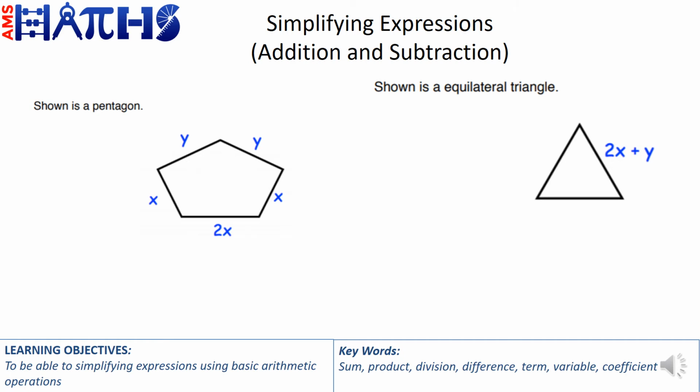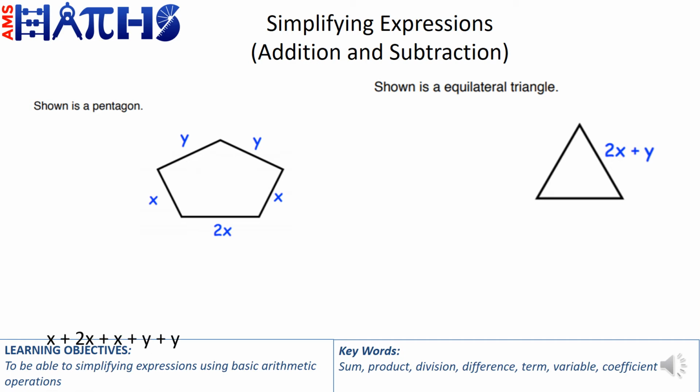Sometimes they might combine the algebra with geometry. So we're going to look at these two examples and see how we can write or simplify expressions for the shape. Now, the first example we have here says shown is a pentagon, and the task we're going to undertake is to write an expression for the perimeter of this pentagon. Now, if we're going to find the perimeter of any shape, we add all the sides. We have 5 sides on this pentagon, so all we need to do is add the 5 sides.